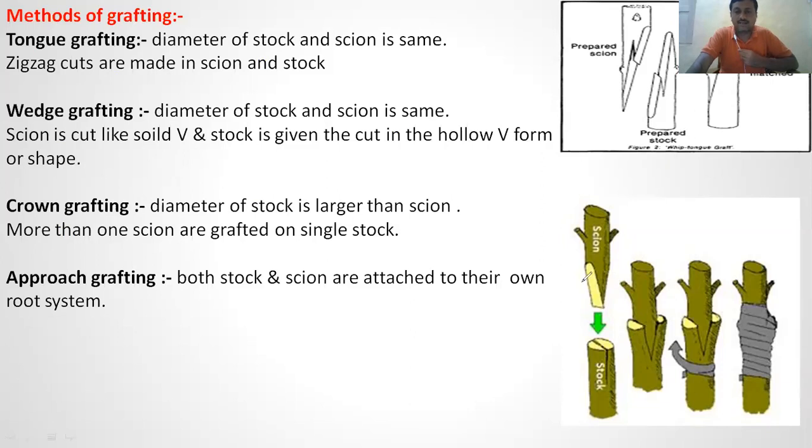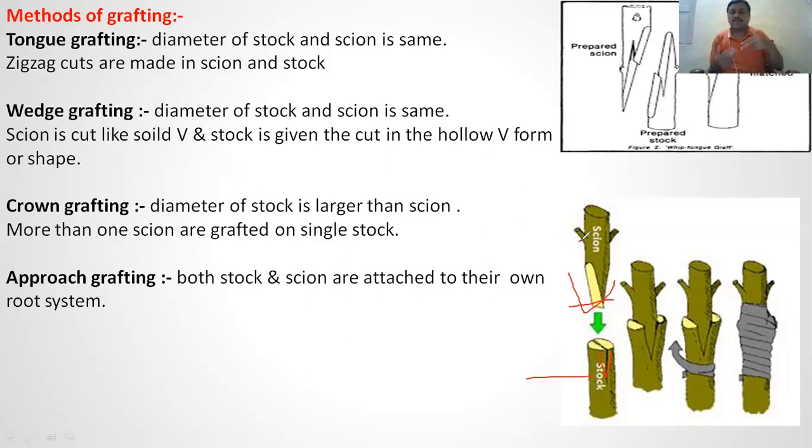Scions are cut in a solid V shape, like this. And the stalk is cut in a hollow V shape, like this. The lower side has a hollow V shape cut. This portion is known as the stalk, and this upper side is the scion.